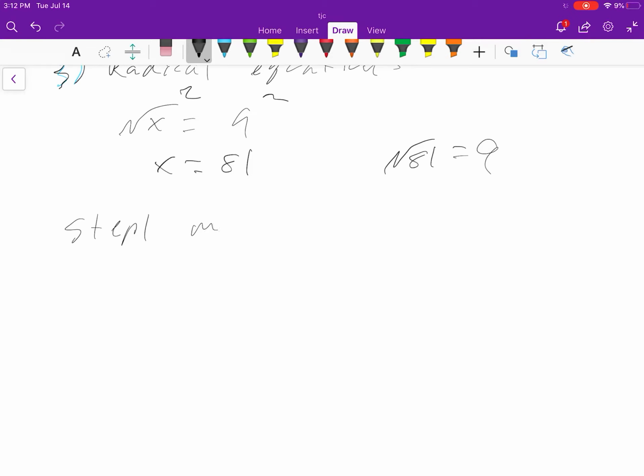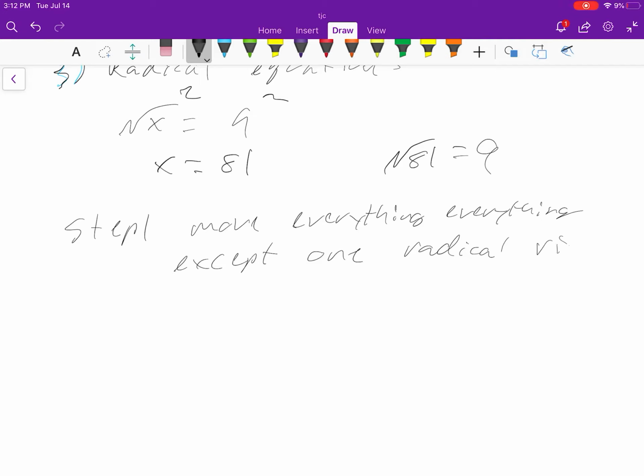So step one. Step one is move everything except one radical to the right-hand side. Okay, that's the first step. So right now you should have one radical on the left-hand side and everything else on the right-hand side.